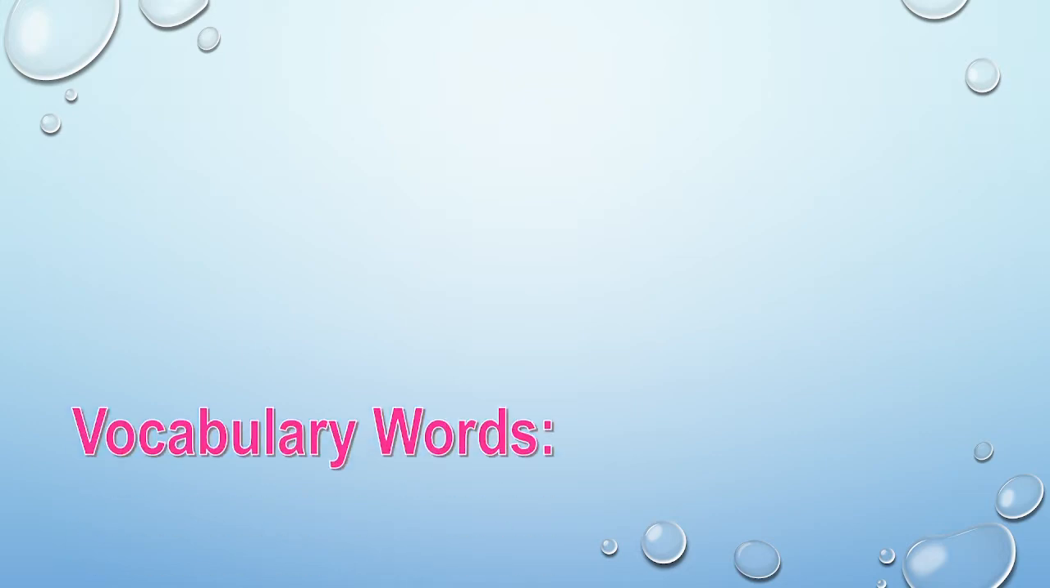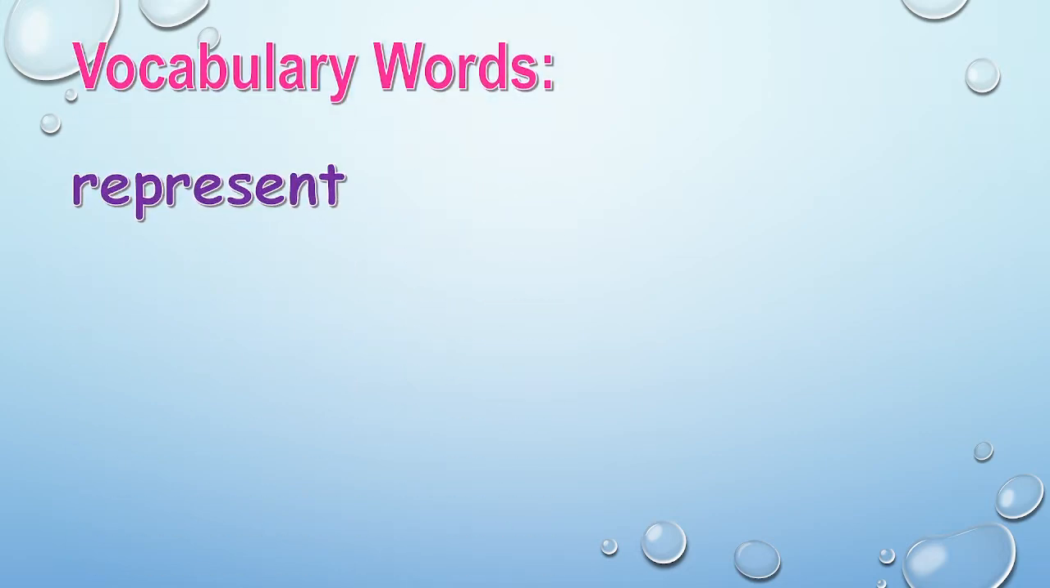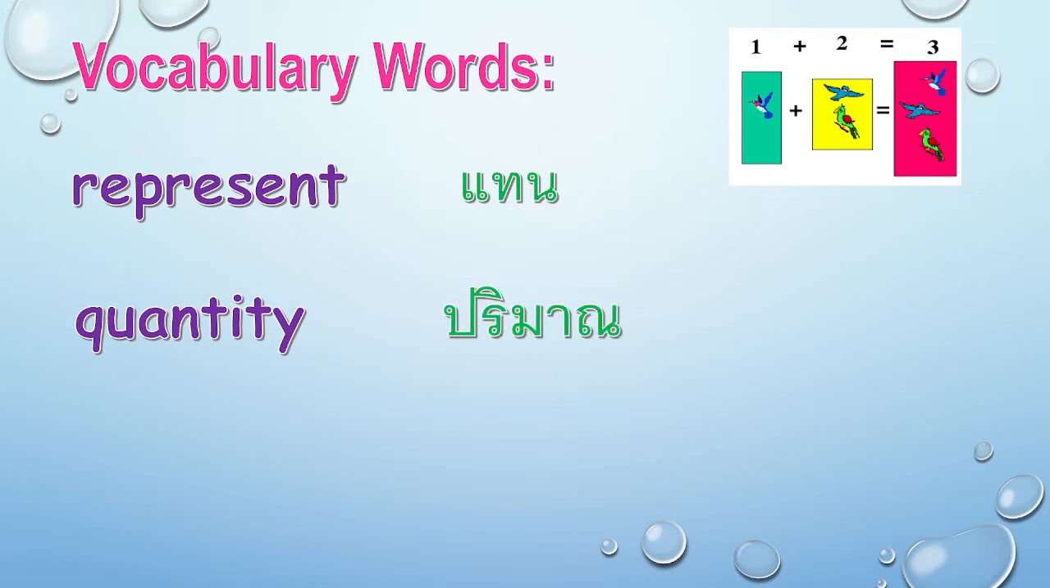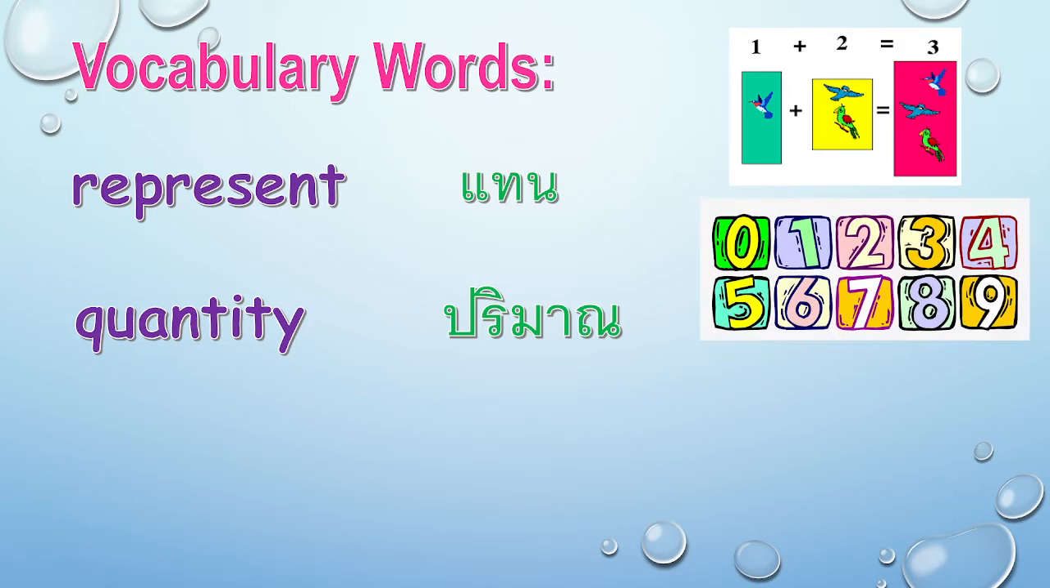Good morning, everyone. Welcome to our math class for today, which is about picture graphs and bar graphs. For today, let's start with the vocabulary words. We have represent. Can you say that? Represent. Next is quantity. Quantity means ปริมาณ. Next is collect. Collect means เก็บรวบรวม.